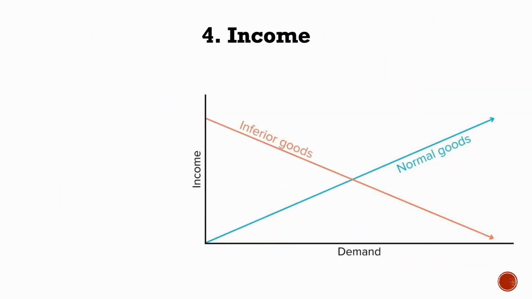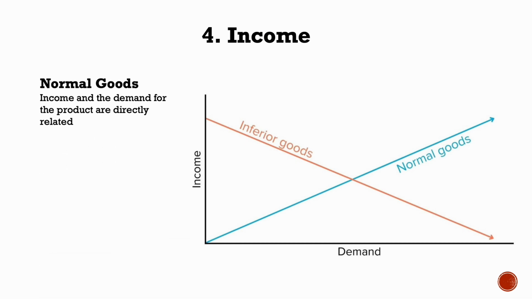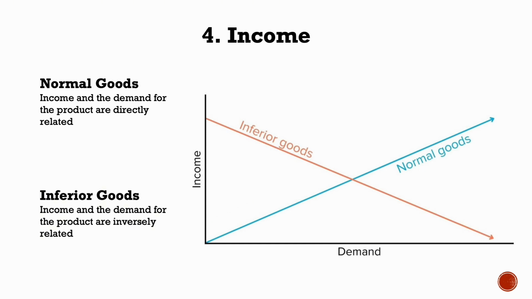The next shifter is income. Income is a little tricky because it depends on the type of product. There are normal goods and inferior goods. So let's say milk is a normal good. This means that with an increase in income, the demand is going to increase, and with a decrease in income, the demand is going to decrease. An inferior good is just the opposite.